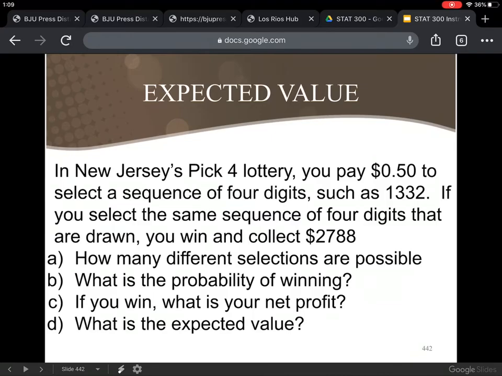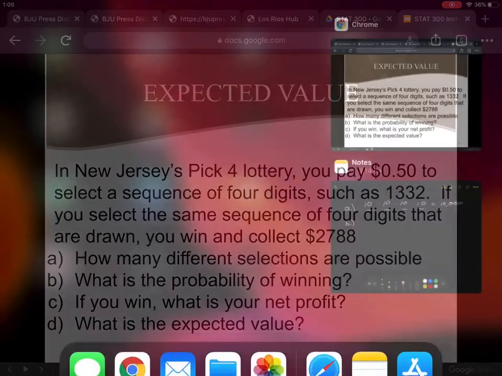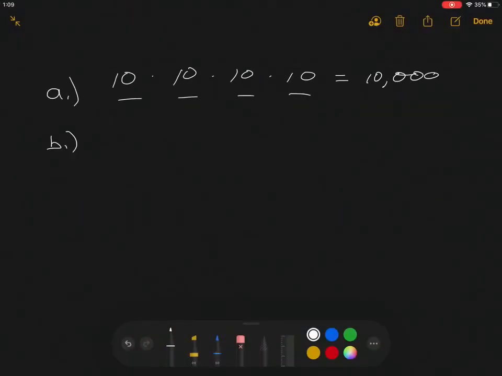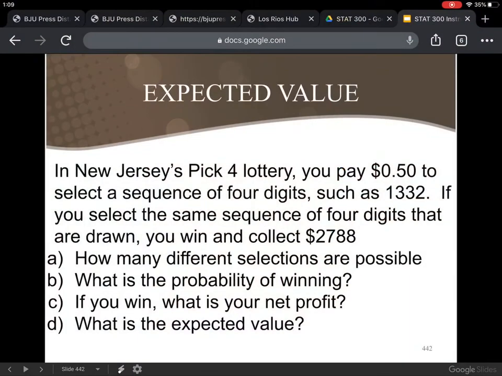So that's part A. Part B asks, what is the probability of winning? Well, only 1 out of 10,000 would be the probability of winning. So the probability of a win would be just 1 out of 10,000. Part C, if you win, what is your net profit? Now that's a little bit trickier because it says here that you will win $2,788, but at the same time, remember that you paid 50 cents to play the game, so you don't get that back.